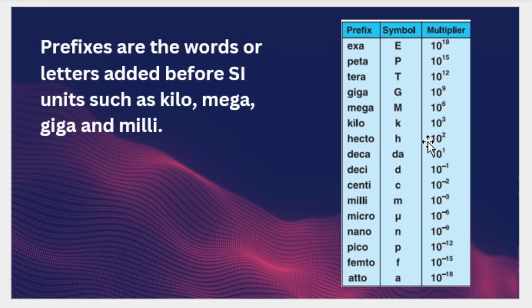Similarly, we have the prefixes for 10 to the power 1, 2 and 3, but we have no prefix for 10 to the power 4 or 5. After 10 to the power 3, we have a prefix for 10 to the power 6. And this 10 to the power 6 is called mega, and we use capital M for it. And here 10 to the power 9 is giga, 10 to the power 12 is tera, 10 to the power 15 is peta, and 10 to the power 18 is exa.